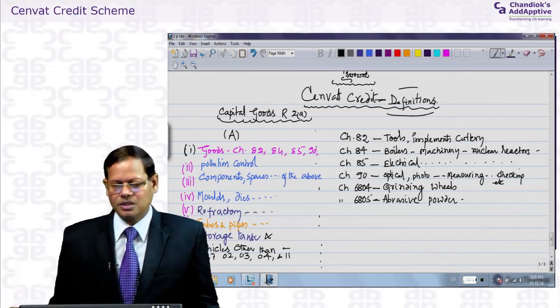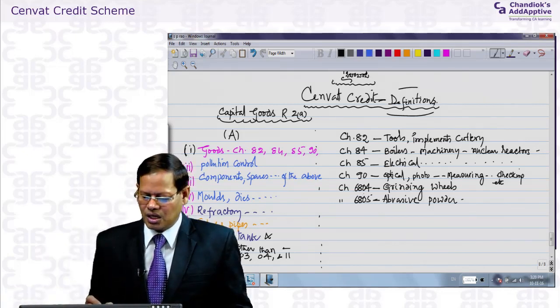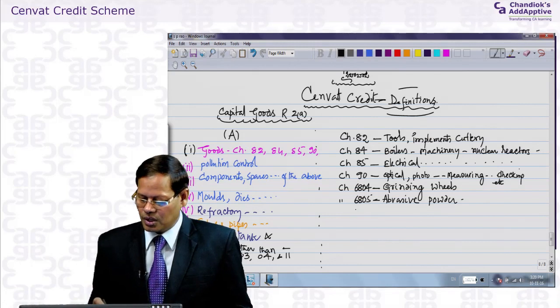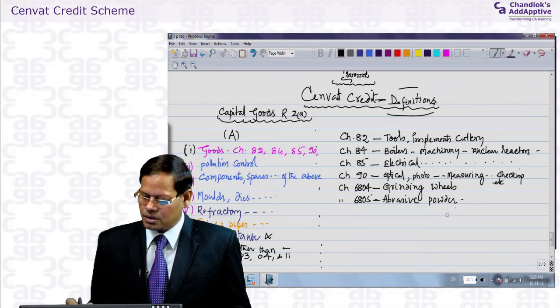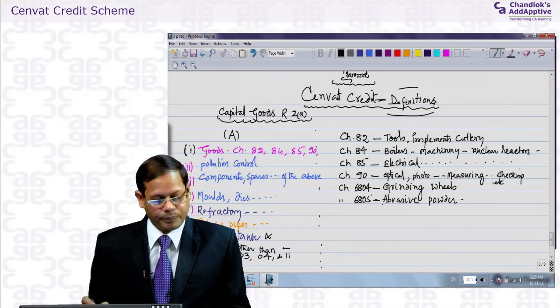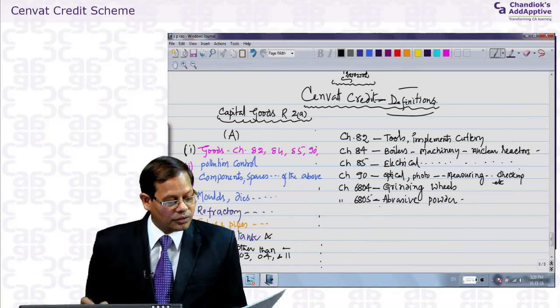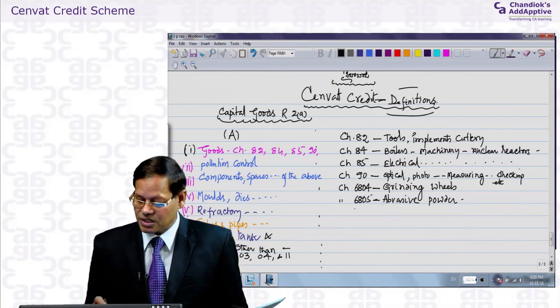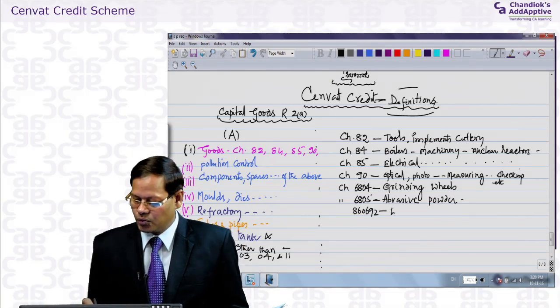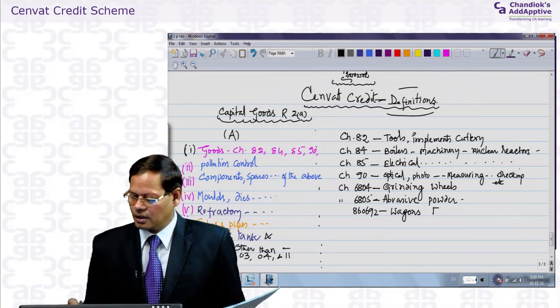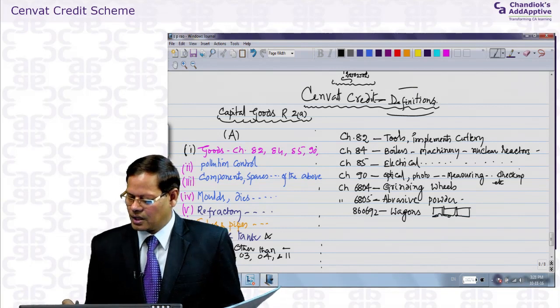So, these are the chapters, and 860692, recently added. This is about wagons. Wagons means this one. These are wagons.